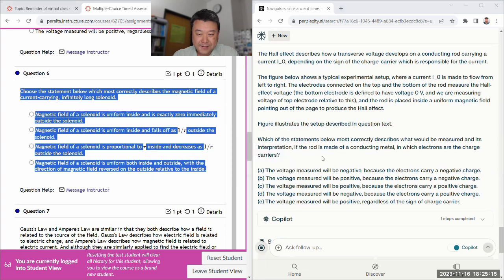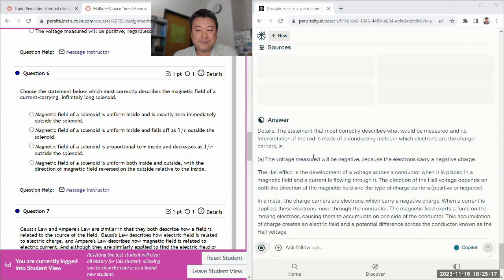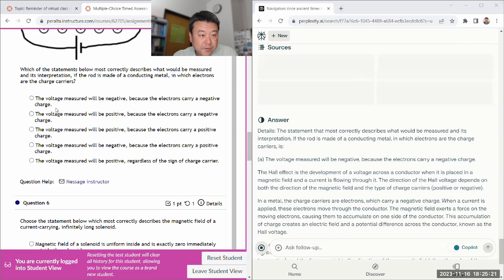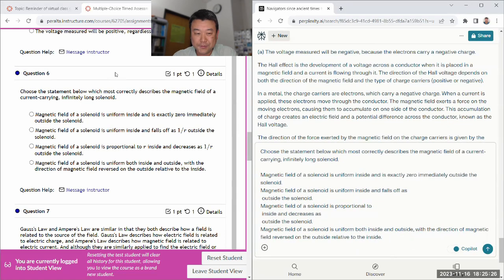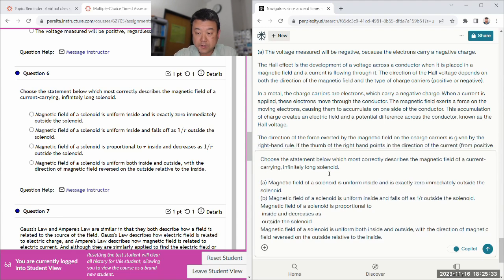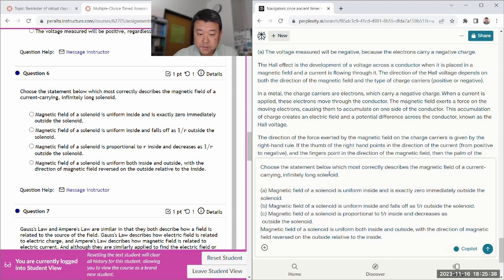We'll see whether it's actually right or not. So, most correctly is A, okay. Again, I have no idea if that's correct or not. I wasn't actually reading the question, I was busy copying. A, B, 1 over R, C, 1 over R, D. Oops, I copied it wrong. This is R and 1 over R here. Okay.